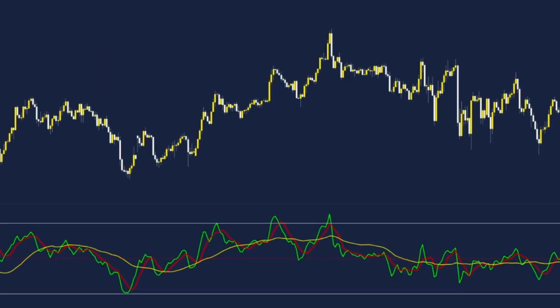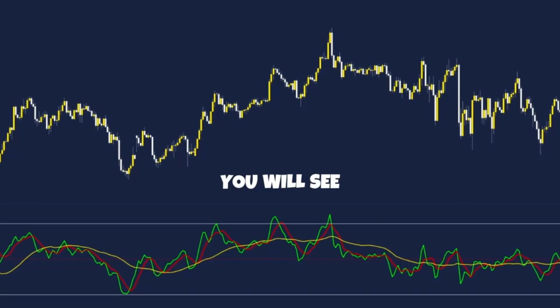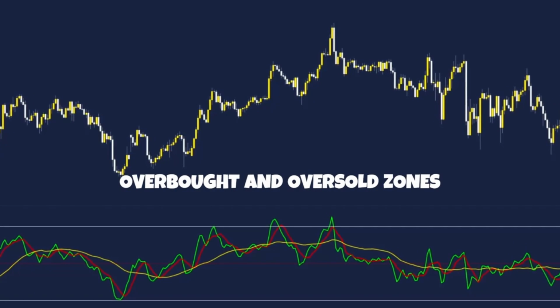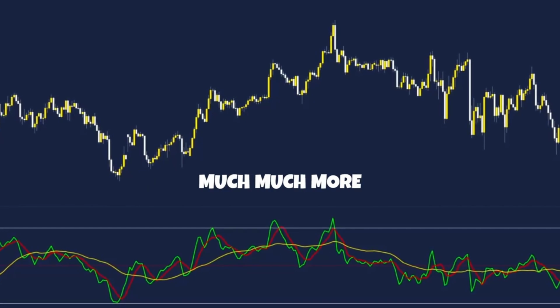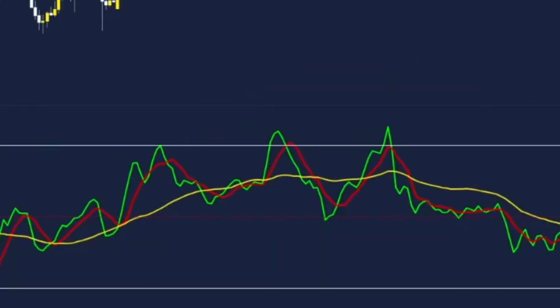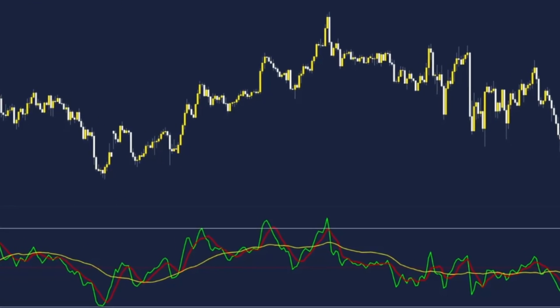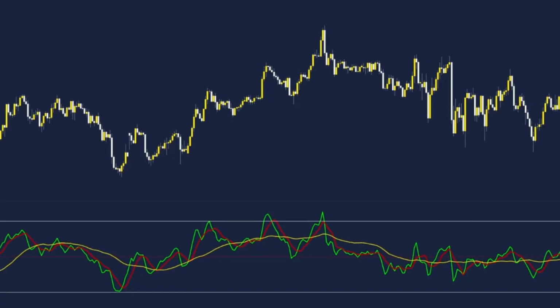If you take some time and look at the chart yourself, you will see that on this higher time frame, price will respect the overbought and oversold zones much more than the lower time frames, which is what day traders usually use. Now, for a sell trade, once the RSI line crosses above the 68 level, this white line here, all we have to do is wait. One of the perks of this strategy is there are lots of pairs to trade, so there's almost always going to be a trade to be taken.